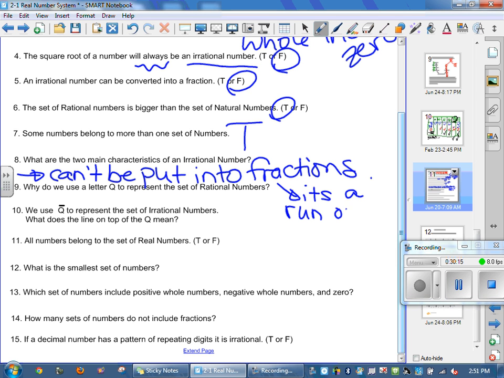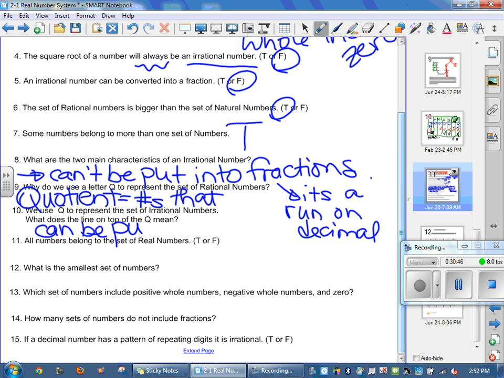Now it says, why do we use the letter Q to represent rationals? It stands for quotient. Good. It stands for quotient, which means numbers that can be put into fraction form. I just wrote this in number 10, I'll erase it in a moment. I write very large, as you know. So number 9 says quotient has numbers that can be put into fraction form. If it's a rational number, it definitely can be put into a fraction.